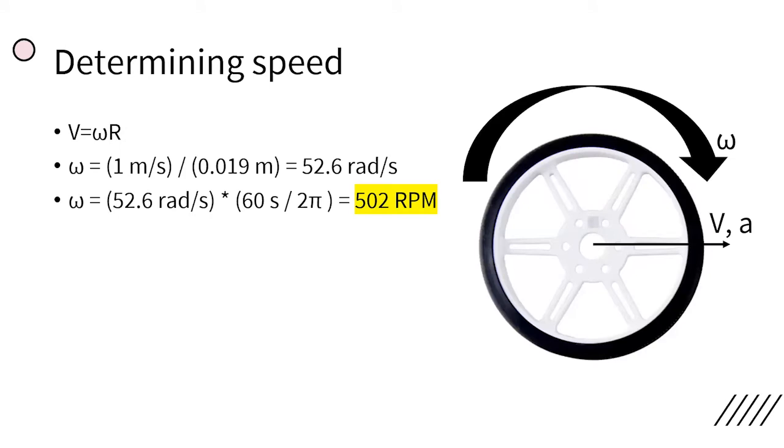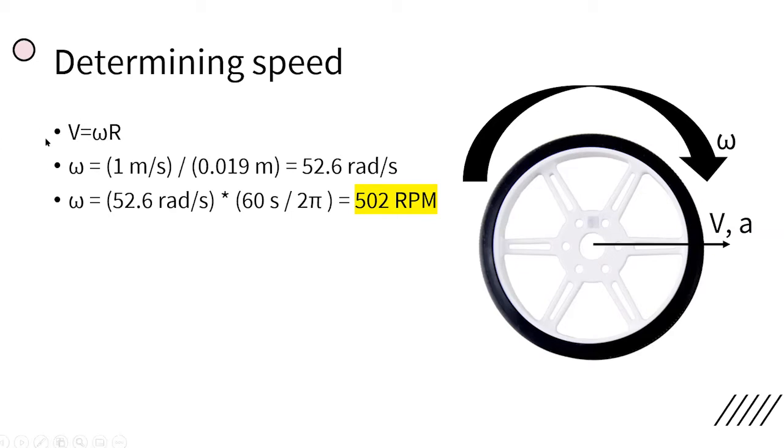Let's start off by considering the speed of the system. In the problem statement, we decided that we wanted to have a maximum speed of 1 meter per second. So that's going to be the linear speed. When we're looking at motors, we have to consider the angular speed, essentially how fast the motor is rotating in order to create the linear motion of the robot.